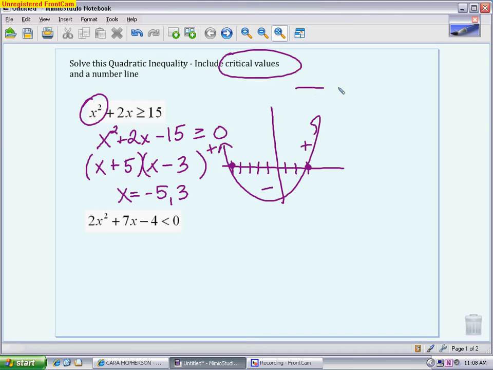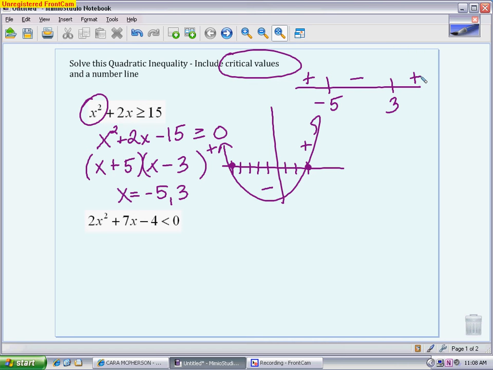In class, we made a number line. We put the critical values on our number line, and we used a positive to represent when it was above the axis, a negative to represent when it was below, and a positive to represent when it was above. Keep in mind, it has to have this alternating pattern. Your parabola is never going to be positive, positive, negative. It's going to either go above, below, above, or it could be in reverse. It could be below, above, below.